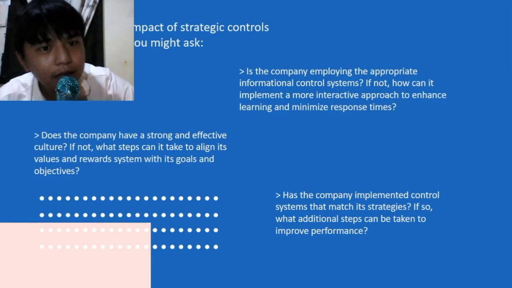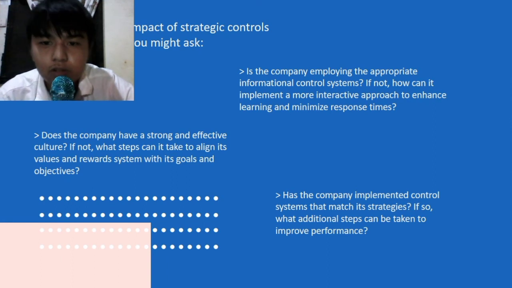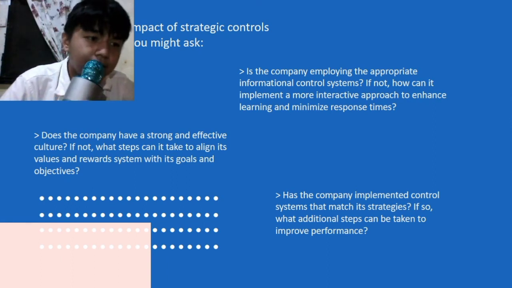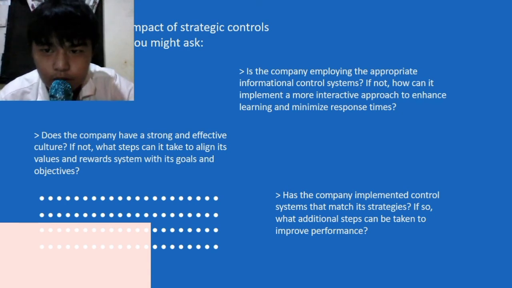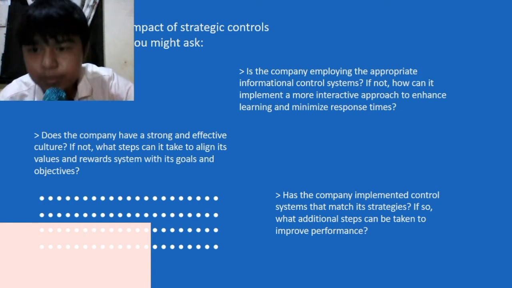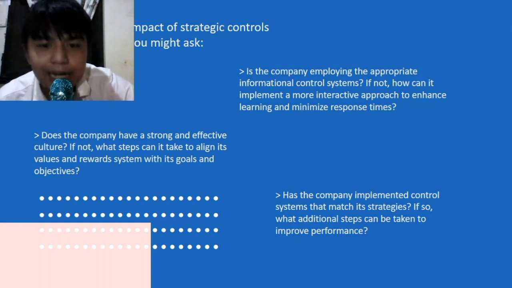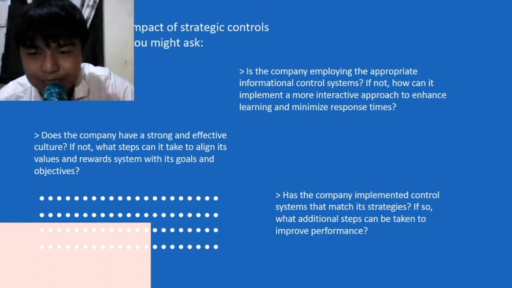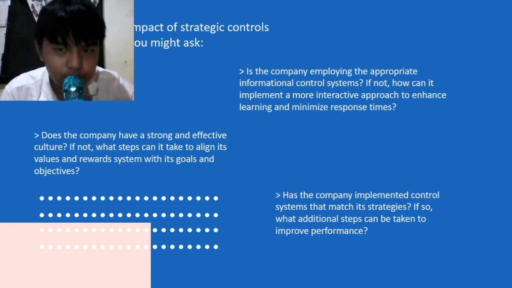Next is, when assessing the impact of its strategic control and implementation, you might ask, is the company employing the appropriate informational control systems? So, can we change the informational control system? Is there a better one? That's one consideration. If not, how can it implement a more interactive approach to enhance learning and minimize response times? Just as with school, it's really good to have an interactive approach because that maximizes the learning. So how can we improve the informational control systems?